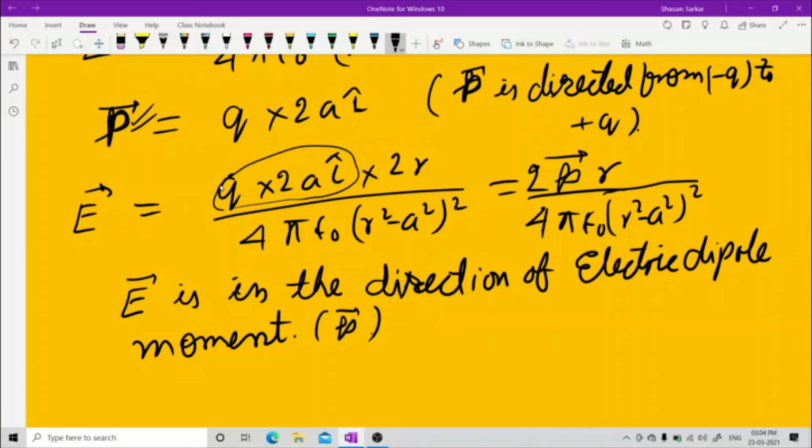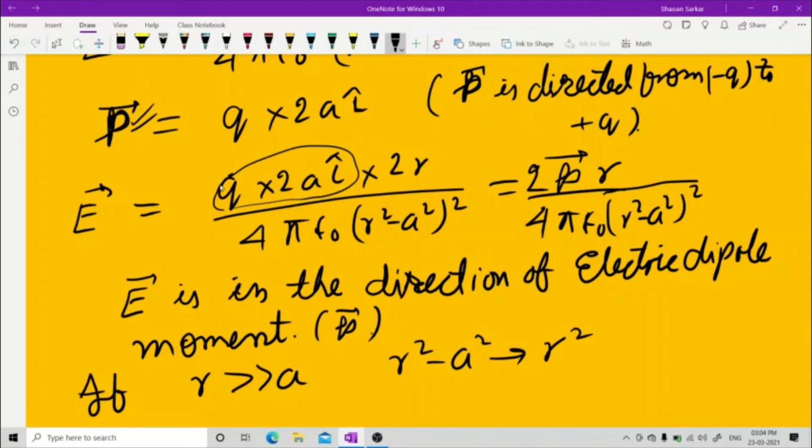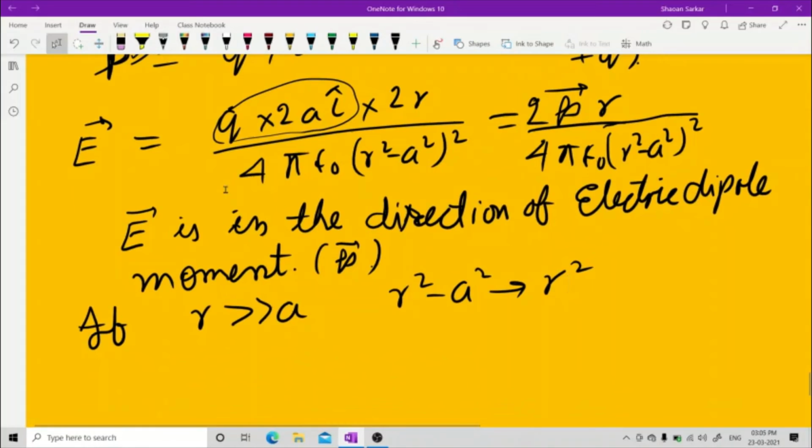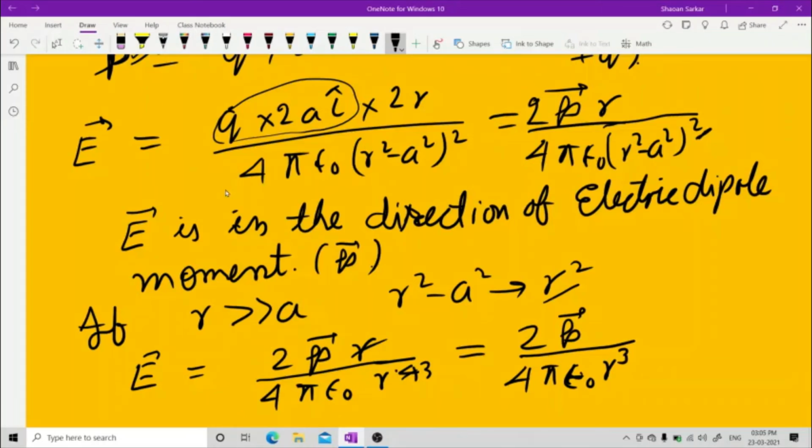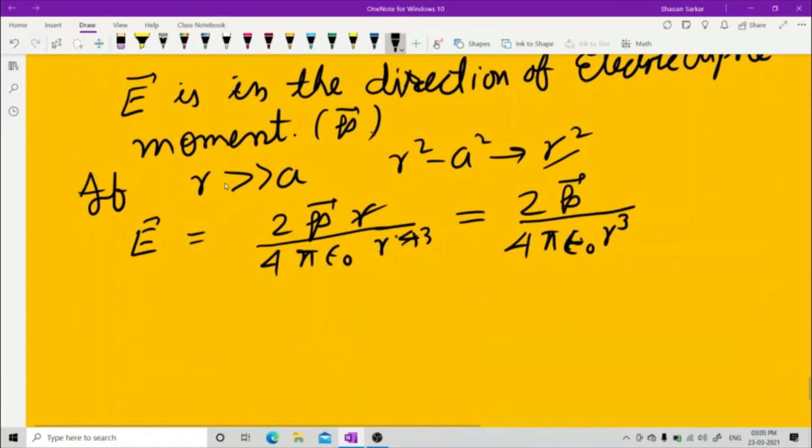And one more thing you can see from here, if r is very much greater than a, then r square minus a square tends to r square. So this expression for the electric field becomes 2 p vector r upon 4 pi epsilon naught r to the power of 4. This will cancel with this, so it becomes 4 pi epsilon naught r cube. So the electric field is inversely proportional to r cube.